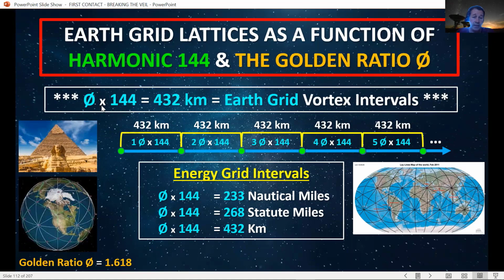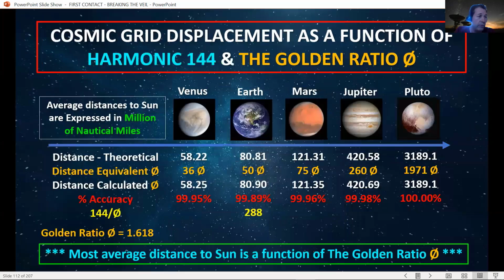And this is in nautical miles that we see at the bottom here. The golden ratio times 144 gives 233 nautical miles. So these are the lattices of the Earth grid. Now, if we convert these nautical miles into kilometers, interestingly, we get 432. Very, very interesting. So we get all these numbers coming over and over again: the famous light harmonic 144, which is everywhere in nature in our universe, and this famous harmonic 144, 432.